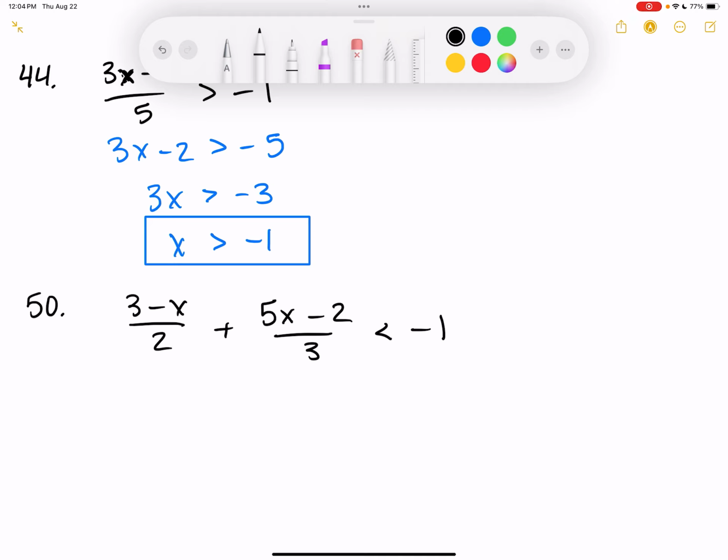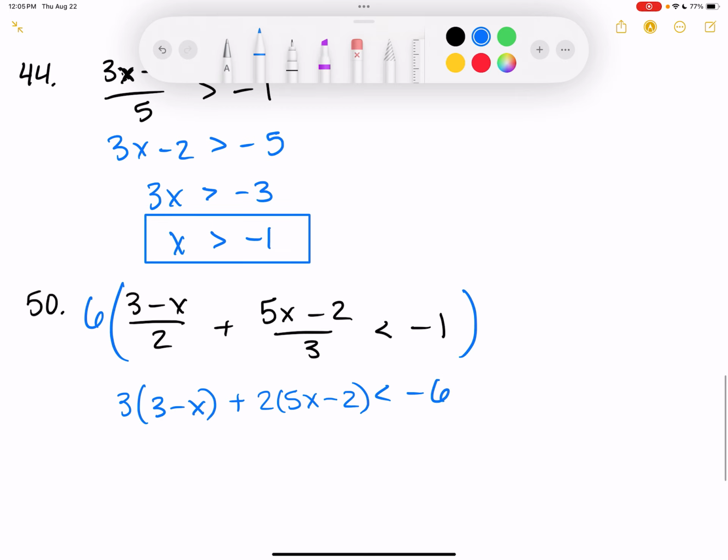So I'm going to make your life easier. We're going to multiply this entire inequality by 6 because then I don't have fractions anymore. And it'll just make life easier. And now when I do this, I have to also do it to what it's equal to, not just the fraction pieces, or this doesn't work. So this is going to end up being 3 times 3 minus x plus 2 times 5x minus 2 is less than negative 6. Are we tracking with what I did?